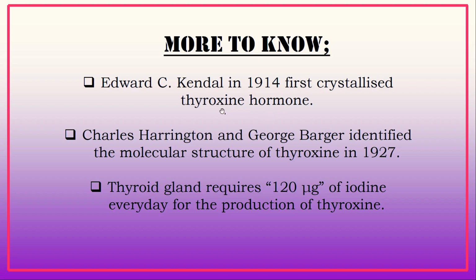He has taken the crystalline form of the thyroxine hormone first. Charles Harrington and George Barger identified the molecular structure of thyroxine in 1927, and the thyroid gland requires nearly 120 μg of iodine every day for the production of thyroxine. That means we have to think about how much iodine we take every day in our food, as iodized salt, and take in the appropriate amount.